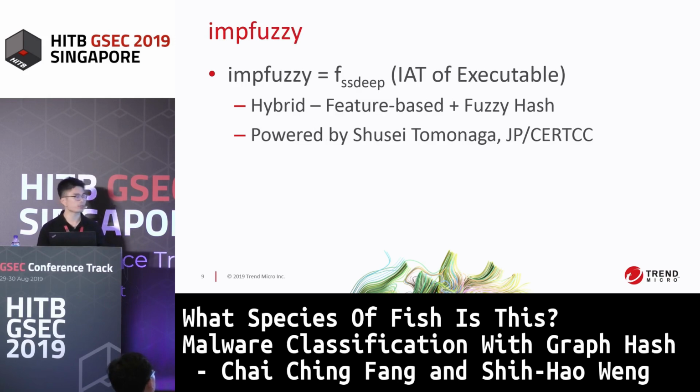The next is a hybrid method, like imphash. Impfuzzy basically extends the idea of imphash. Or we could say that it combines imphash and fuzzy hash. Instead of calculating the MD5 of IAT, impfuzzy calculates the ssdeep value of the executable's IAT. It's an idea from Tanunachi-san from JPCERT.